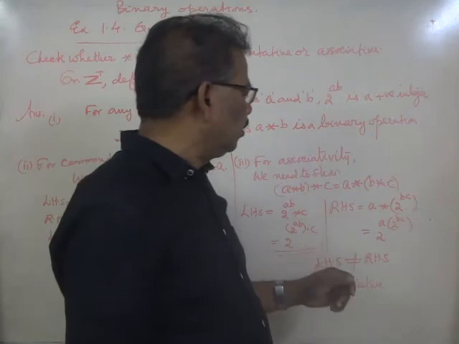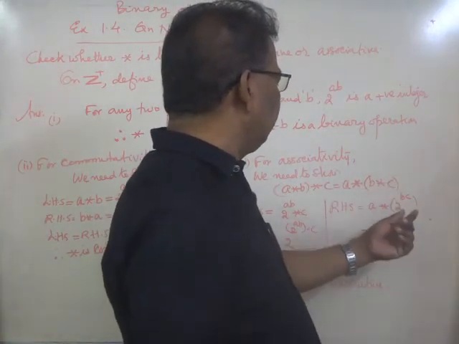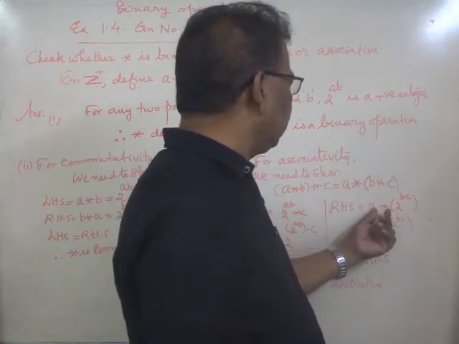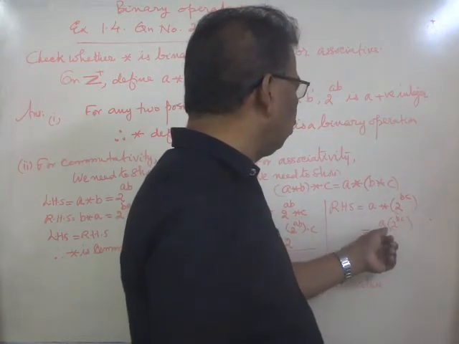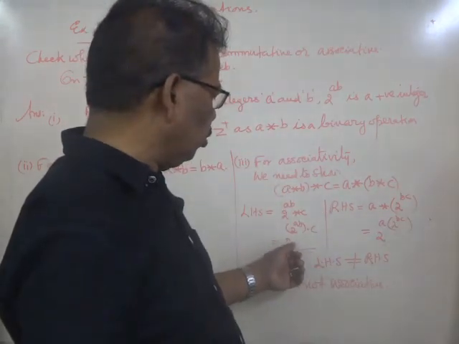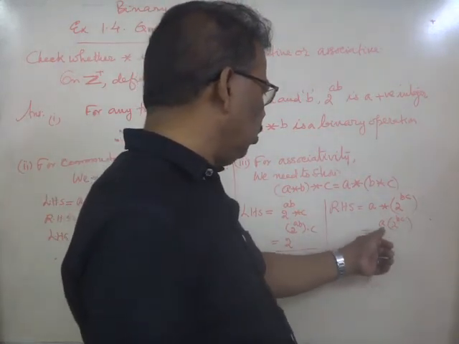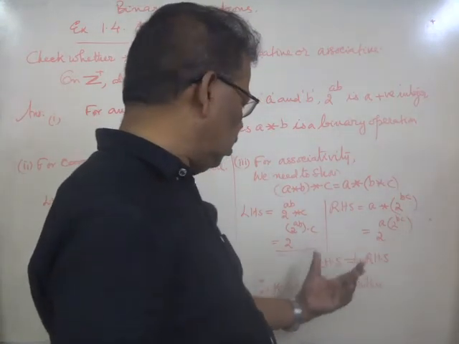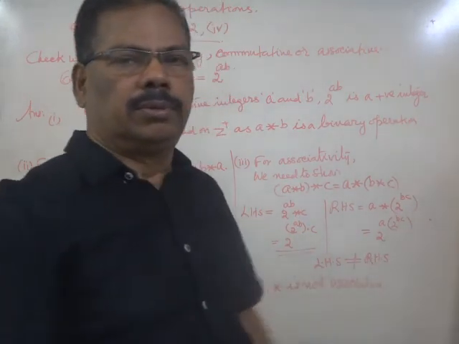Then right hand side, it is a star (b star c). b star c is 2 raised to bc. a star 2 raised to bc is equal to 2 raised to a into 2 raised to bc. Have a look. Left hand side is 2 raised to ab into c, and right hand side is 2 raised to a into 2 raised to bc. Both are different. Therefore, LHS is not equal to RHS. Star is not associative.